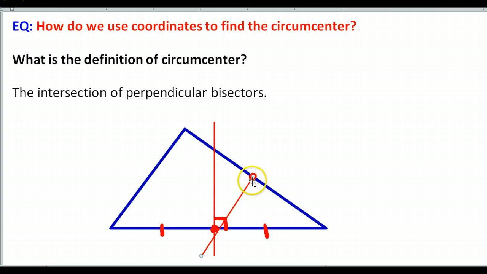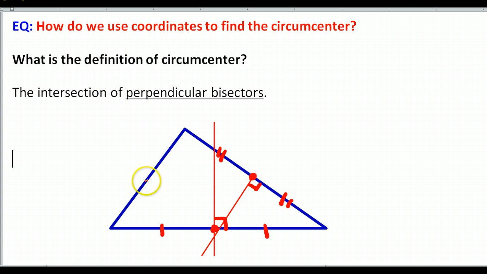Okay, so this would be another perpendicular bisector. Again, that's assuming that I correctly identified the midpoint of this side over here. All right, but if that's the midpoint and this is about perpendicular, then where these points meet should be the circumcenter. Okay. Now I'm feeling I'm a little off.